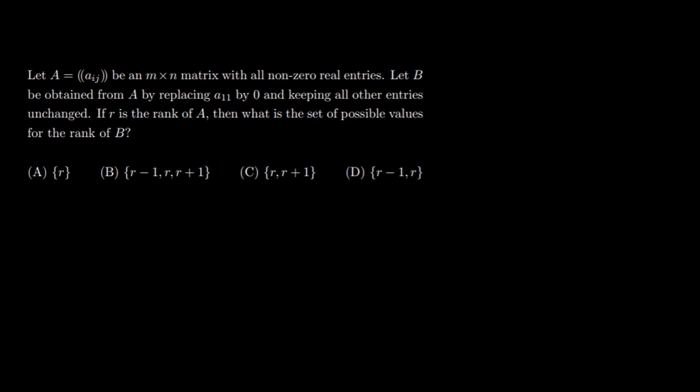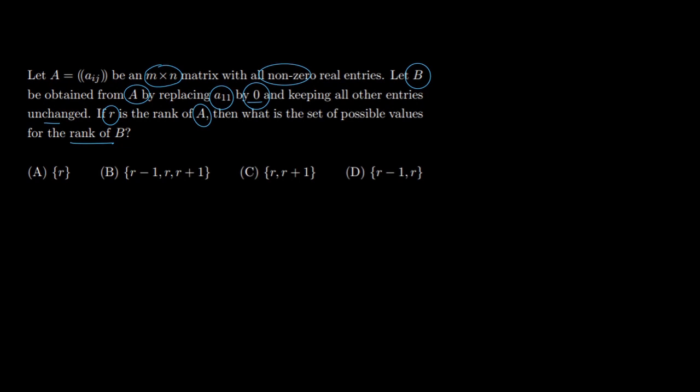The question is, let A be an m by n matrix with all non-zero real entries, which means all elements are non-zero elements. Let B be obtained from A by replacing A11 by 0 and keeping all other entries unchanged. If R is the rank of A, then what is the set of possible values for the rank of B?